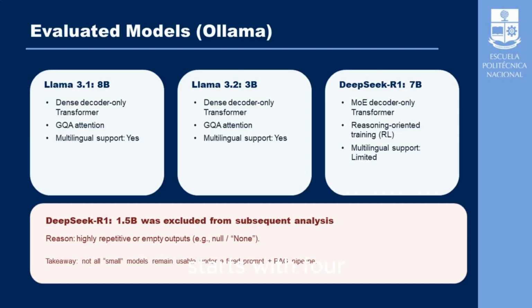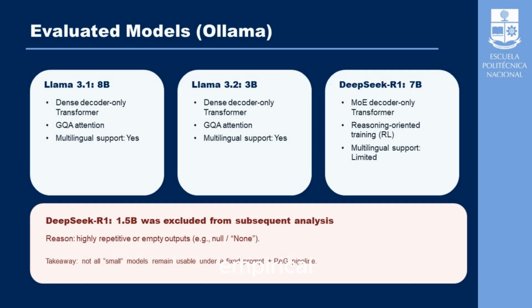The benchmark starts with 4 models, all run locally. Two are Llama family models from Meta: Llama 3.1 at 8 billion parameters and Llama 3.2 at 3 billion parameters. Both are standard dense decoder-only transformers and use grouped query attention, which is designed to reduce inference costs. Also, both have native multilingual support. The DeepSeek R1 family represents a different design point, emphasizing reasoning and using a mixture of experts architecture. The study includes a 1.5 billion and a 7 billion DeepSeek R1 variant.